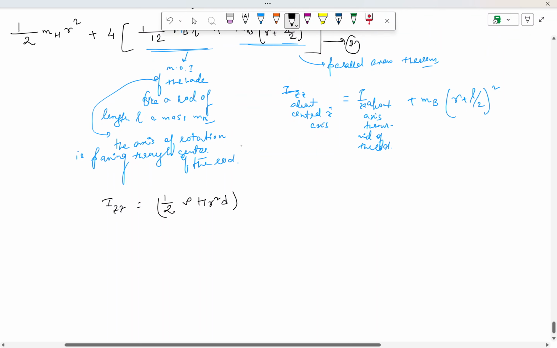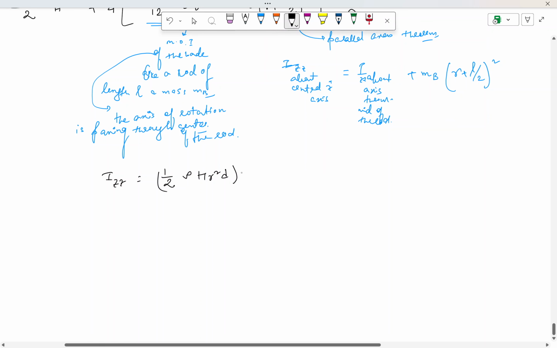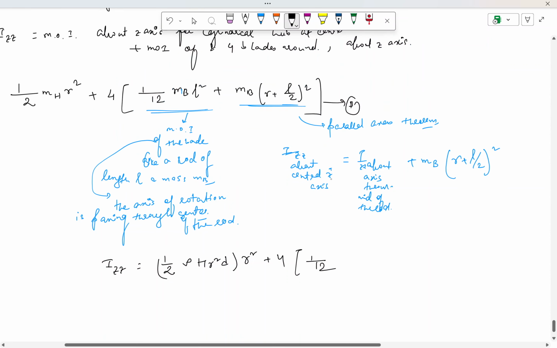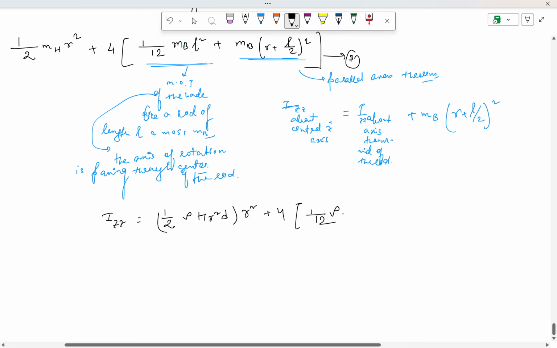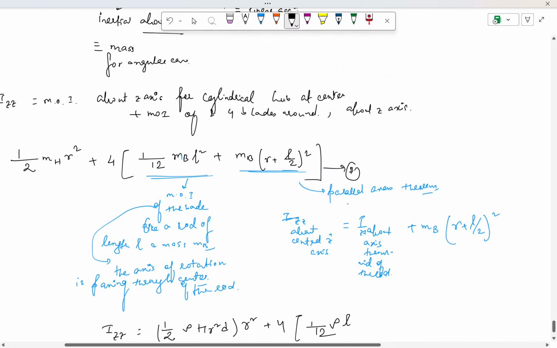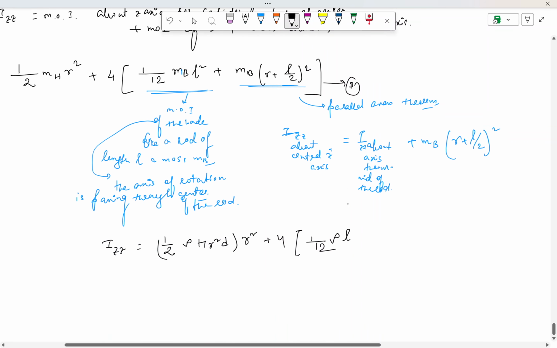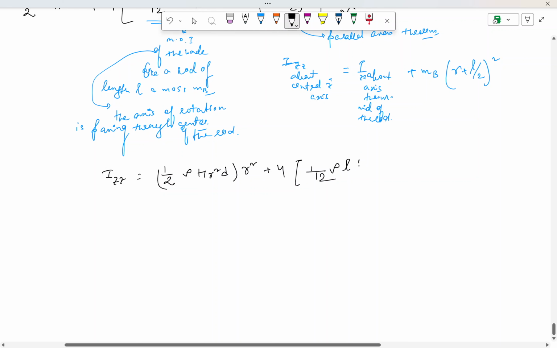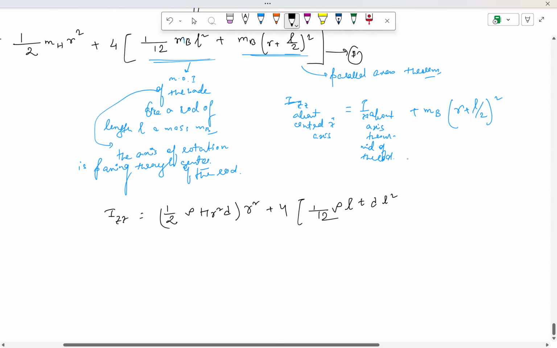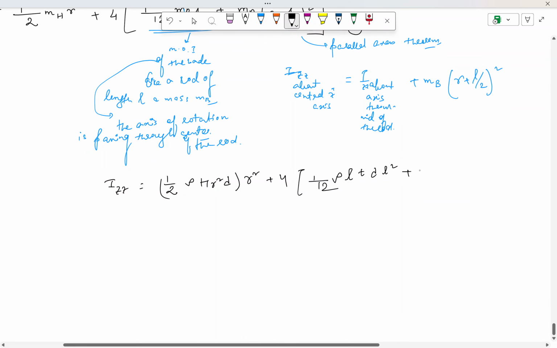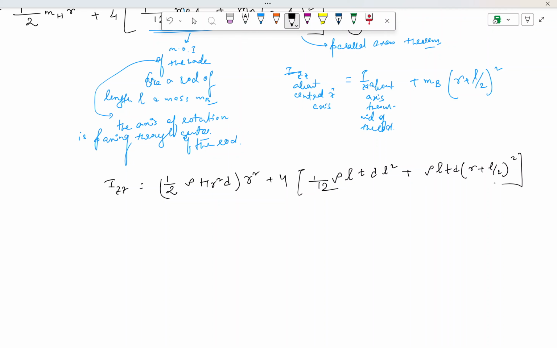times r squared plus 4, 1 by 12. Mv is rho l td, rho l, then again d, then l squared, plus Mv times r plus half r plus l by 2 whole squared, plus Mv is rho l td times r plus l by 2 whole squared.